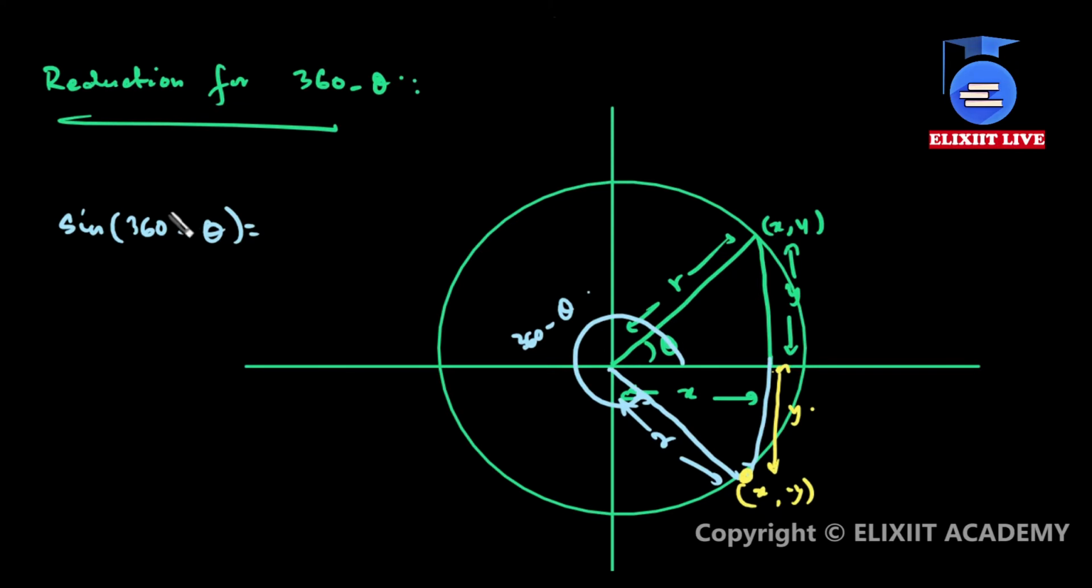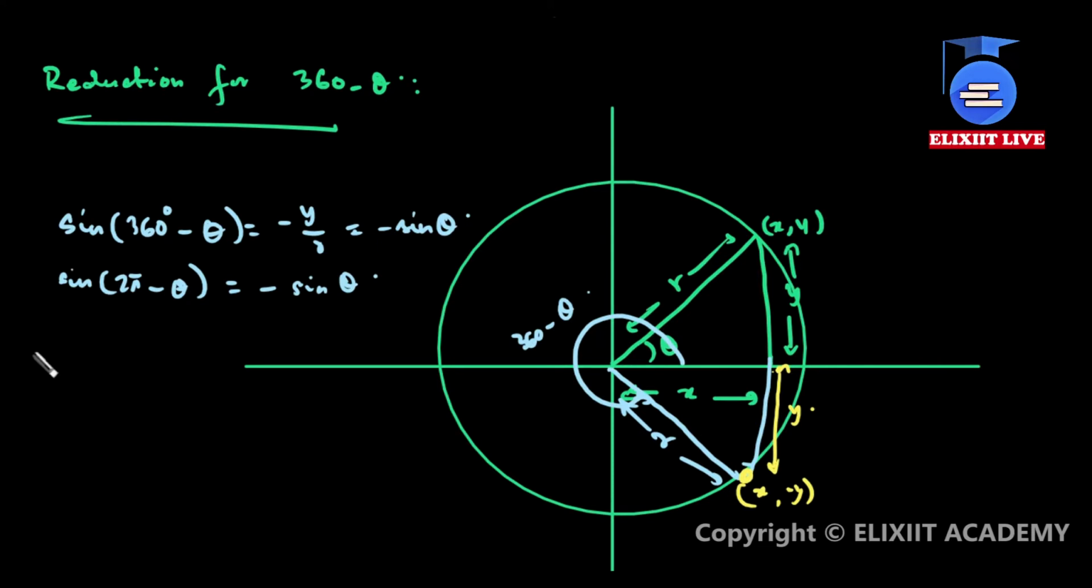I'm writing degrees over here, but you need to figure it out in terms of radians. Sine 2 pi minus theta. Sine 360 degrees minus theta is actually minus y by r, isn't it? Minus y by r is minus sine theta, because originally y by r was sine theta. So sine 2 pi minus theta is minus sine theta.